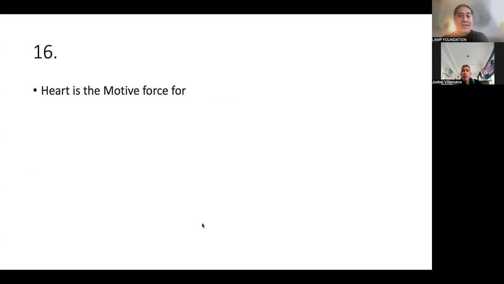So, heart is the motive force for what? Blood circulation. Normal blood circulation relies on what three factors? Vigorous heart chi, sufficient blood volume, and unobstructed vessels.